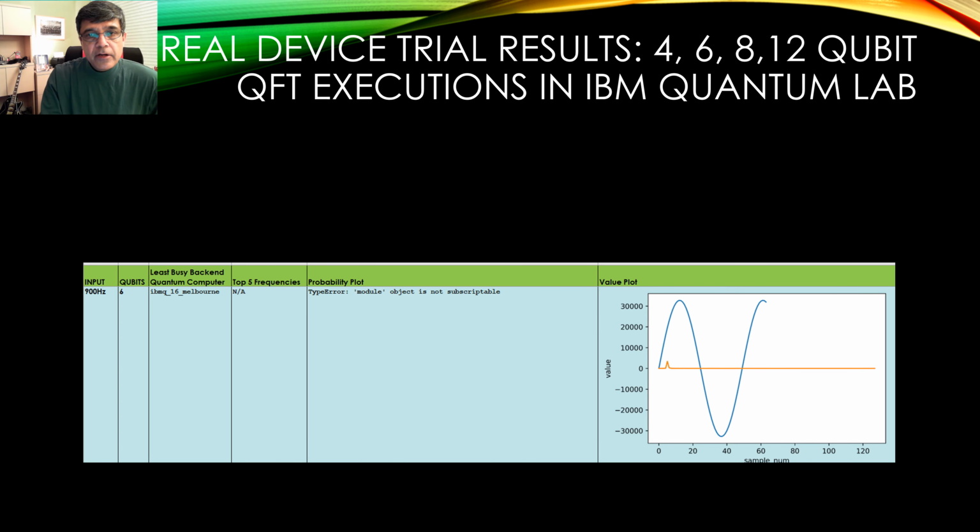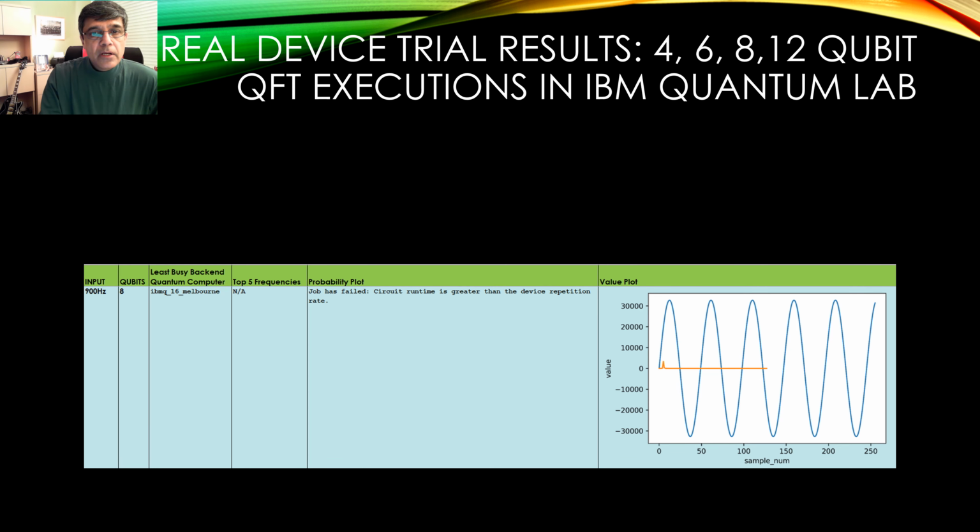We had a failure in 6 qubits, which was module object not subscriptable. We didn't know what to make of it, so we moved on to 8 qubits. With 8 and 12 qubits, we have the same error. Circuit runtime is greater than device repetition rate. Apparently, on the free account for IBM Quantum, we did not have the ability to reserve sufficient time to allow the job to complete.